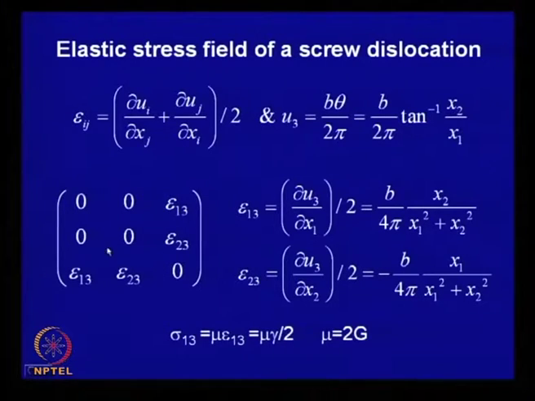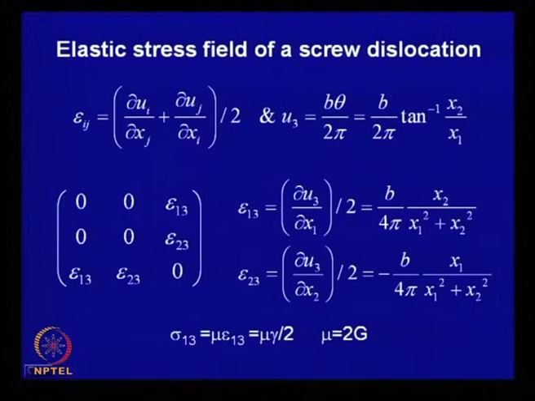So, these 3 are 0, this component is also 0. So, there are only 2 components of shear strain, which are described over here, and you can multiply this by G. In fact, because of that kind of representation, we made a distinction between pure shear and simple shear, and so there are 2 ways you can make these corrections.